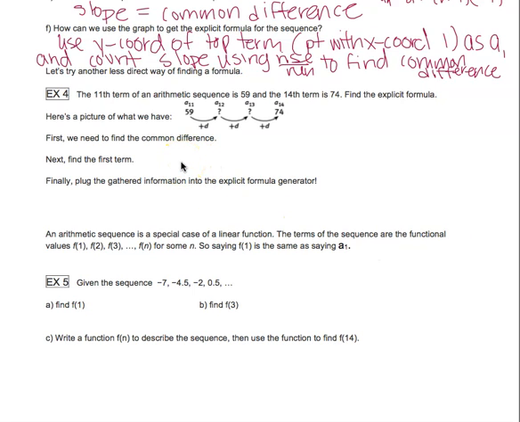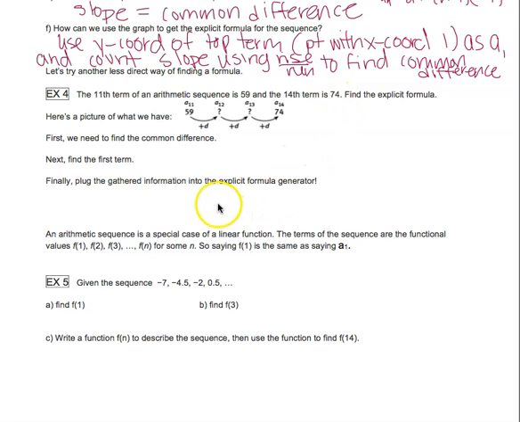All right, example 4. The 11th term of an arithmetic sequence is 59, and the 14th term is 74. Find the explicit formula. My strong suggestion when you are given two terms of the sequence is to draw out a picture like this with these little hops for the missing terms that you don't know in between. So a sub 11 we're told is 59. I don't know a sub 12. I don't know a sub 13, but I do know that a sub 14 is 74.